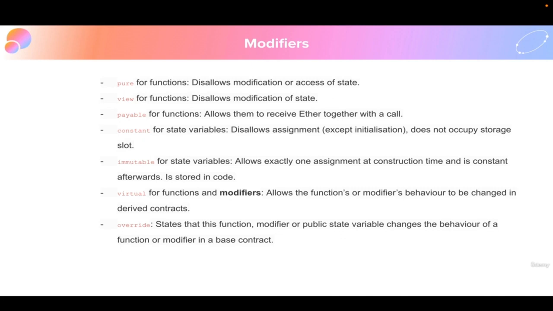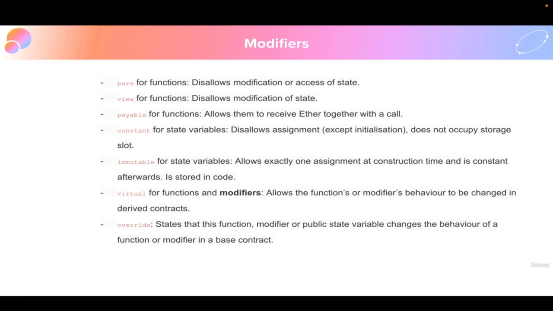Constant and immutable are variable modifiers. Constant disallows reassignment of variables. It requires you to initialize the variable with a value and does not allow you to change it afterwards. Constant also does not occupy a storage slot. Constant variables are baked directly into the contract bytecode. Immutable allows exactly one assignment within the constructor function, and then afterwards is stored just like a constant. Use immutable instead of constant when you need to pass in the value at deployment time and you don't know it in advance.